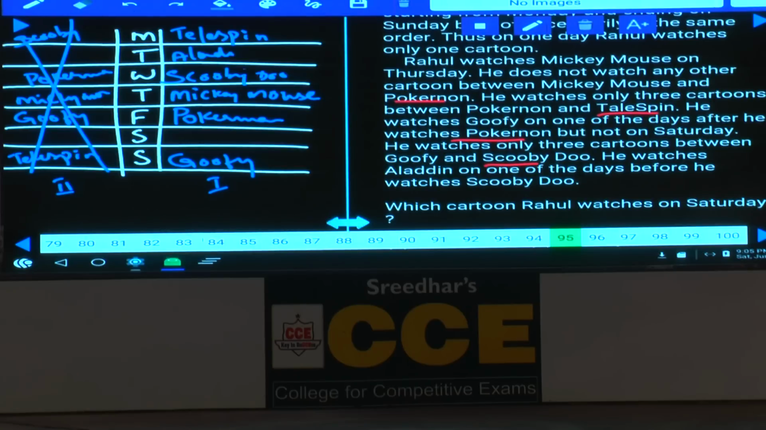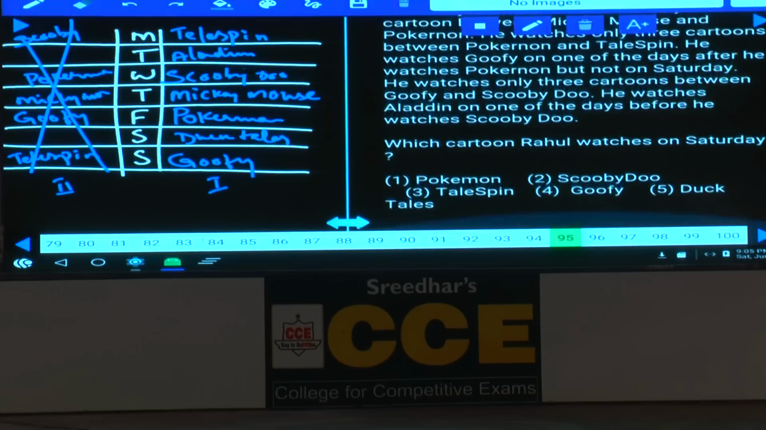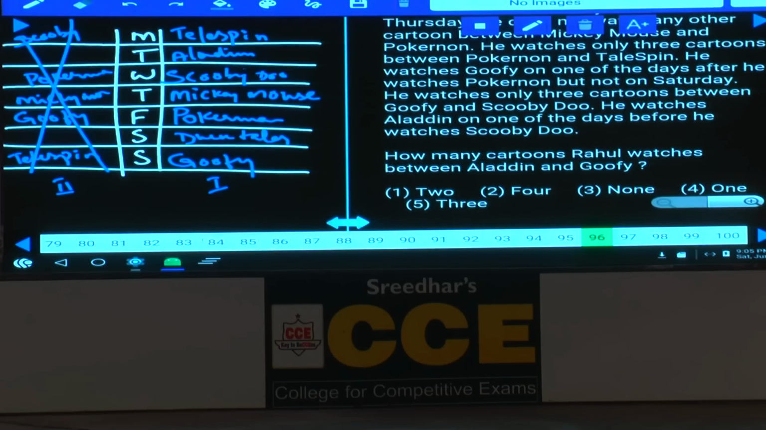If Aladdin is on Tuesday, then which is left over here? DuckTales. And DuckTales must be on Saturday. Then 95, which cartoon Rahul watches on Saturday? On Saturday, he watches DuckTales, choice 5. Then question number 96, how many cartoons Rahul watches between Aladdin and Goofy? He watches exactly 4, that is choice 2.